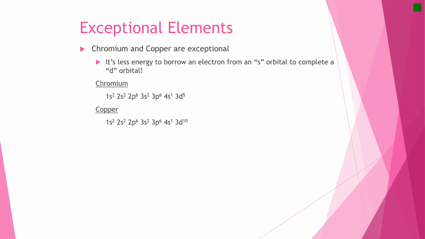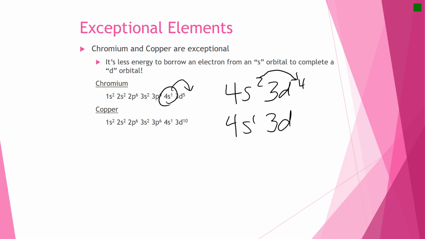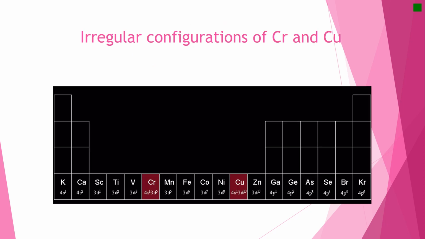Now there are 2 exceptional columns, and those are in your D group. What happens with them is that, for whatever reason, it actually takes less energy to borrow from the S group, the last energy level of S, and donate that electron to the D. So instead of saying 4s2 3d4, they take away one of those S electrons and donate it to that D, so it's 4s1 3d5. Okay, same with copper. What happens with that one is instead of 4s2 3d9, it actually borrows 1, so it becomes 4s1 3d10. Okay, this is kind of like a memorization exceptional thing.